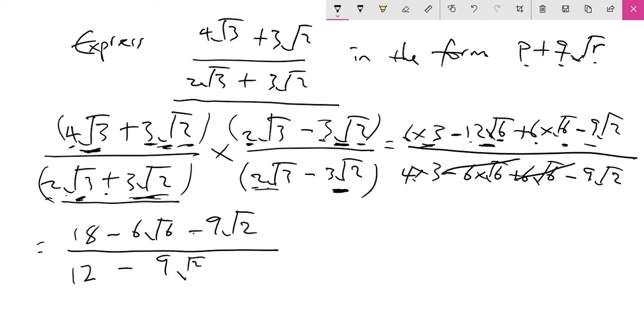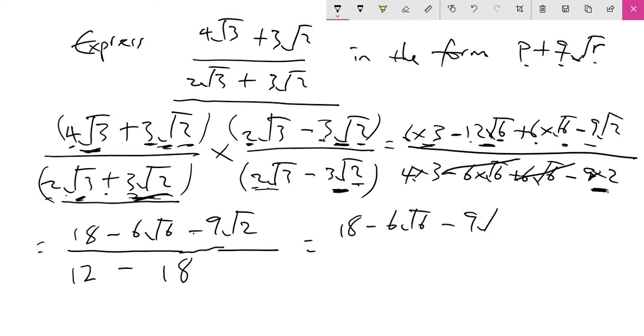Sorry, there was a mistake here. When multiplying this by this, root 2 times root 2 gives 2 actually. So this is not root 2. And this is how you can actually check your rationalization. After rationalizing, you must not have a surd in here. So this must give 9 times 2, which is 18. So we have to have 18 here instead. So minus 18. So this gives 18 minus 6 root 6 minus 9 root 2 divided by 12 minus 18 gives minus 6. Now we go back to see what we are expressing it in.